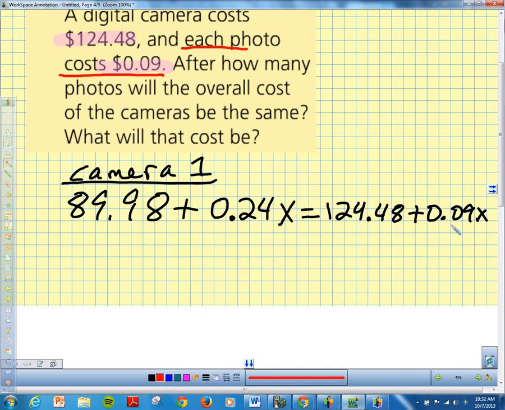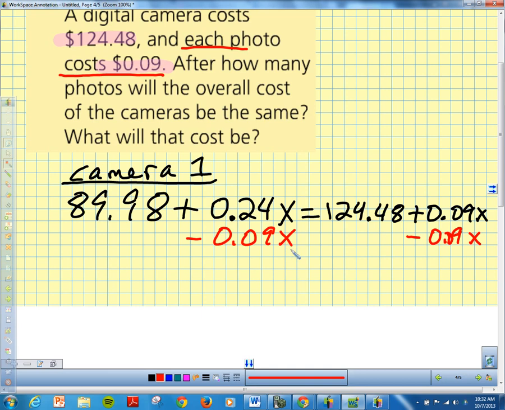Copley, how do I solve this? Variables on both sides. I want to get my variables on one side. What do I do? I'm going to minus the 0.09 so I don't have negative numbers. So minus 0.09. You could subtract, Copley said subtract the 24. You can absolutely do it that way.